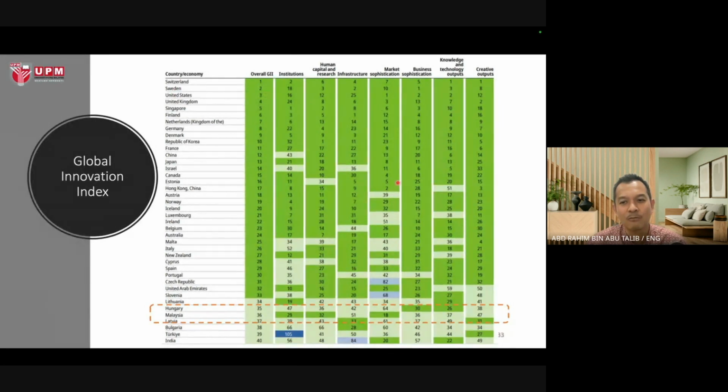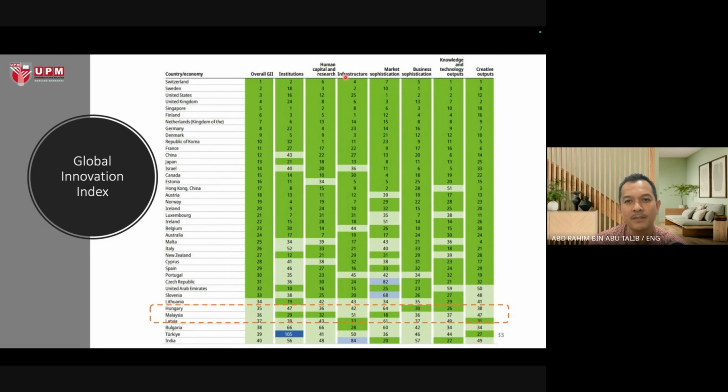These are the top 40 countries having a global innovation index. We have China over there, ranked number 12, Japan, Israel also very innovative, and the rest of the countries. So if we see here, it is actually having these 7 elements. I'm going to talk about these 7 elements later on.